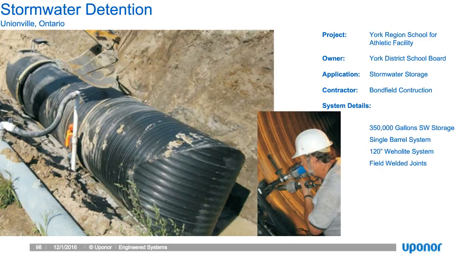Another stormwater project here. This is 350,000-gallon storage structures of 120-inch wheelite, just to demonstrate our capabilities and the size and magnitude of storage structures that we can provide.